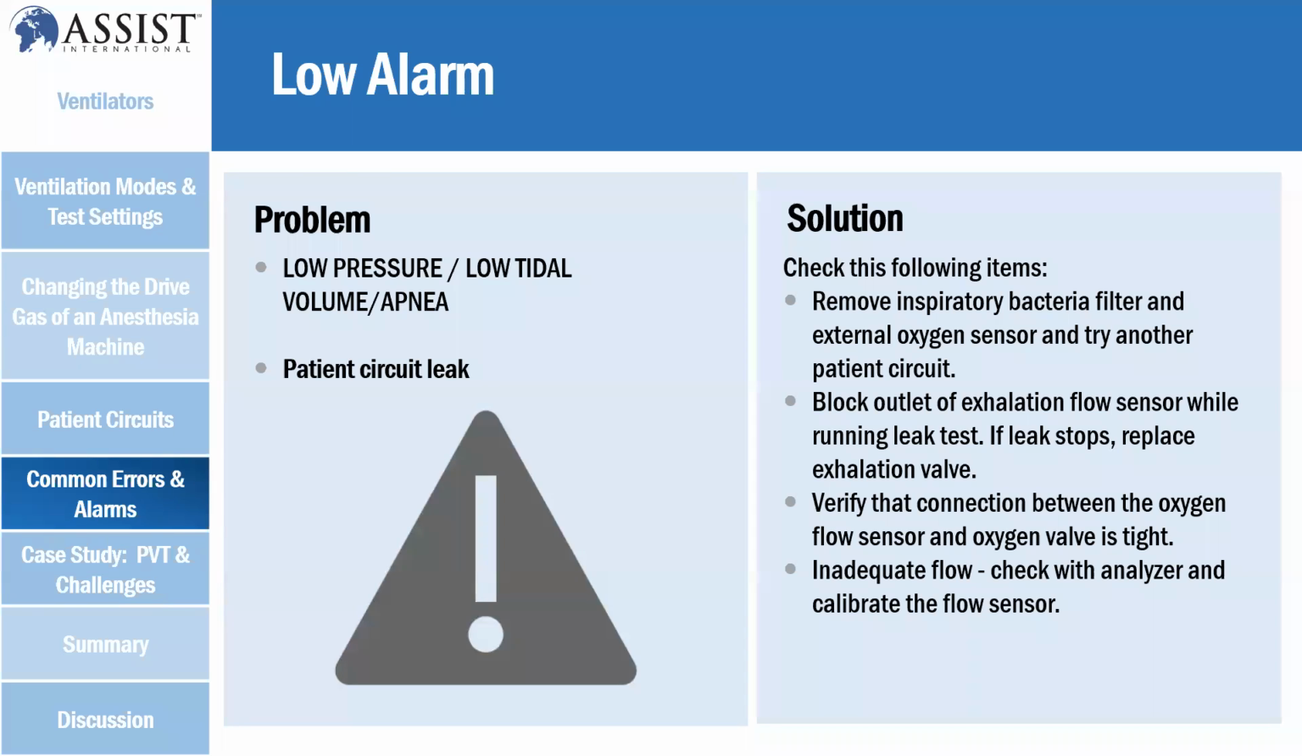If the leak stops, replace the acceleration valve. Verify that the connection between the oxygen flow sensor and oxygen valve is tight, because there's an O-ring. The O-ring may be broken, so you need to check that particular thing. For inadequate flow, check with the analyzer and calibrate the flow sensor.